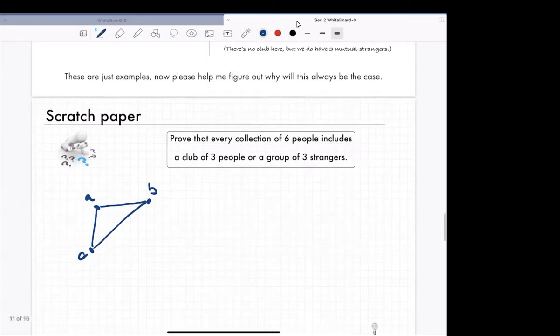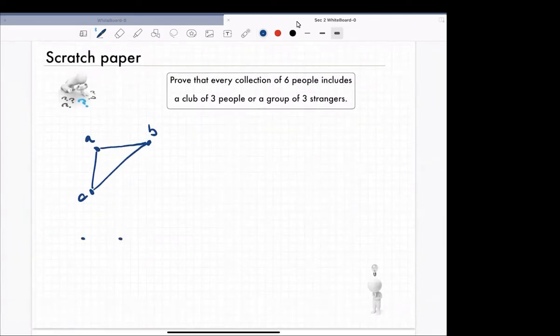Question, what if I had 4 people? A, B, C, D, or 1, 2, 3, 4. How many connections do I have maximum? It'd be 6, right? There will be 6 connections. So how about if I had 5 people? Getting maybe repetitive, but how many connections? So you know what's coming, right?